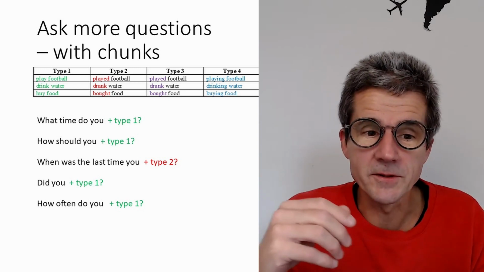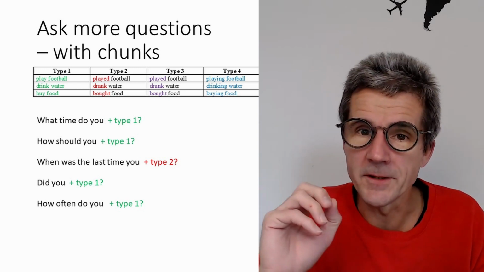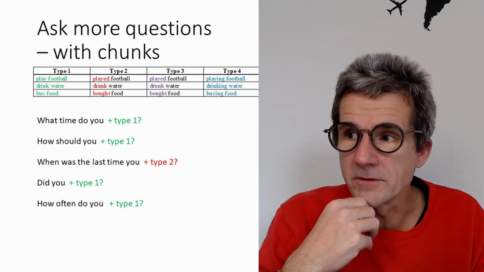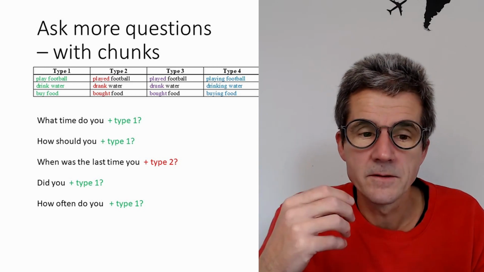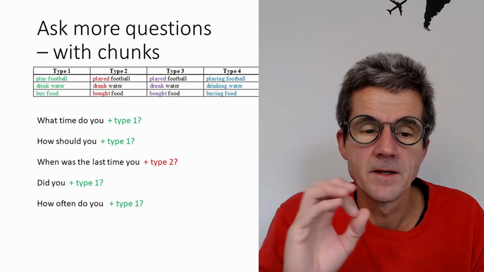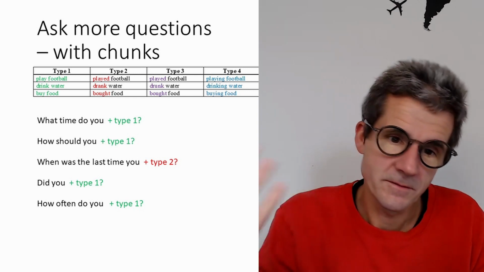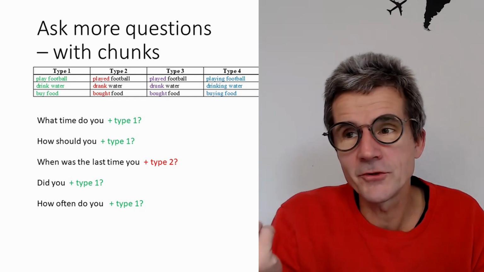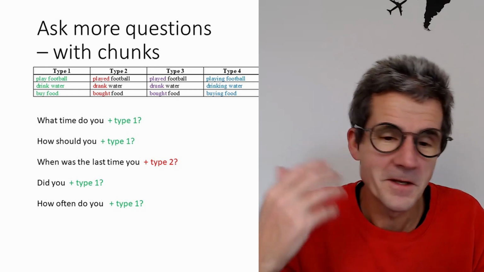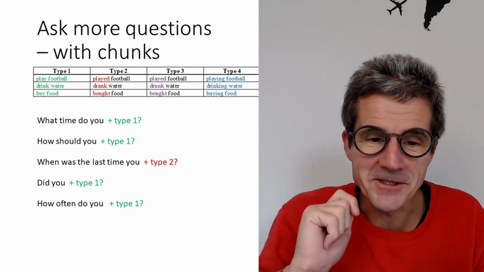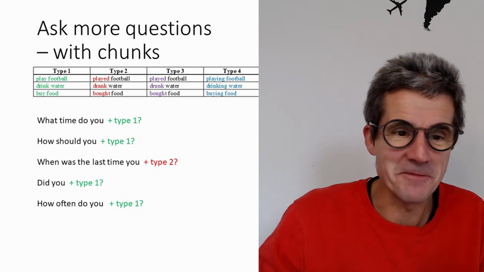There are some examples. Did you go to work yesterday? Did you see your parents last weekend? Did you work in the garden? And how often do you? Takes the type 1. So how often do you go swimming? How often do you practice English? I hope it's every day.